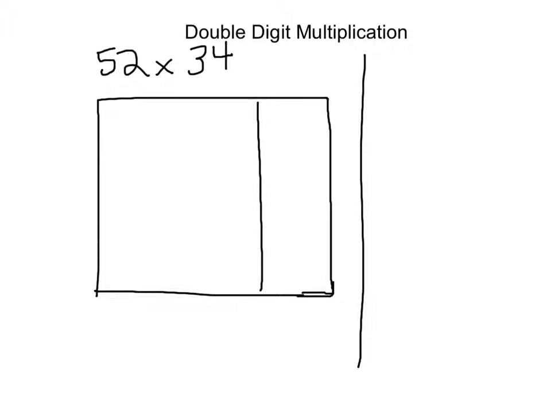So I'm going to split it here, and I'm going to break apart each of these numbers so that they're easier to work with. So we're going to label the top and bottom, 50 on the big side and 2 on the small side.